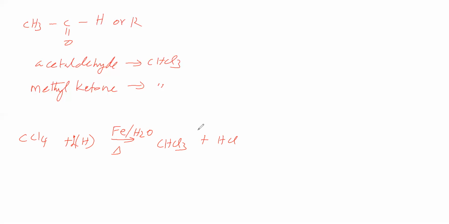Therefore we can use this chloroform. What is the drawback of chloroform, that we will see. Now this chloroform, with atmospheric air in the presence of sunlight, becomes what? It becomes poisonous. Chloroform in the presence of atmospheric air and sunlight becomes poisonous.